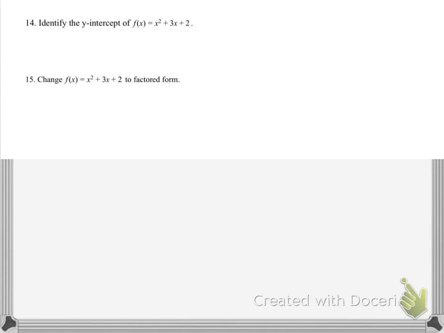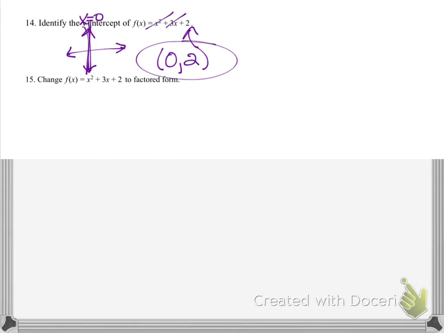Now, number 14, identify the y-intercept of x squared plus 3x plus 2. It's just the c term. We know that. It's really quick. It's just right here. Because if I think about x equaling 0, because my y-intercept is where x equals 0. Remember, that's this line right here. So x equals 0. So if I plug that all in, my y-intercept would be 0 for my x and just that c term there for my y.